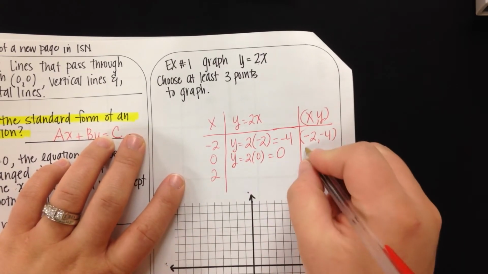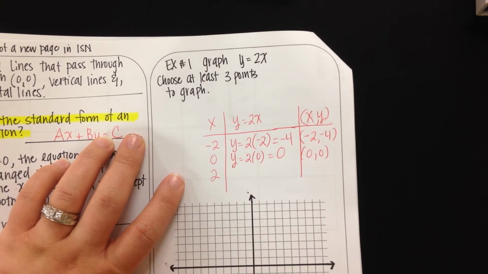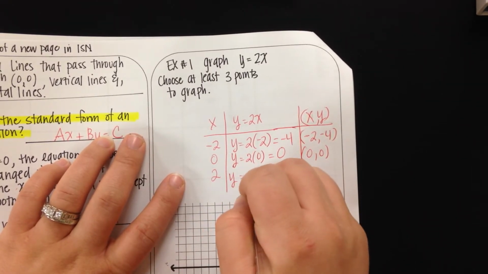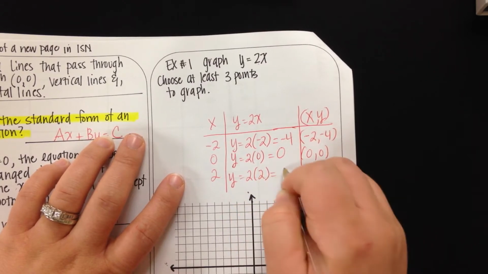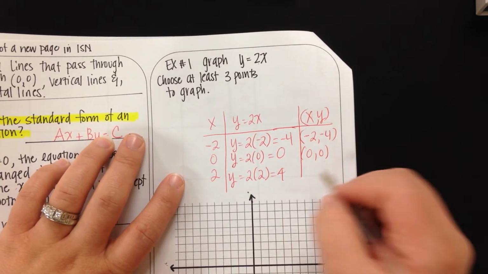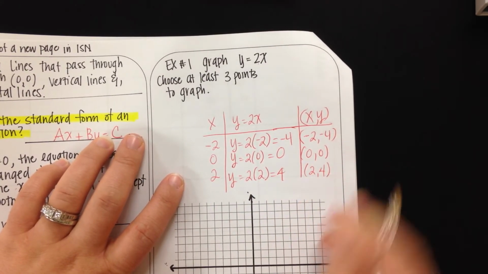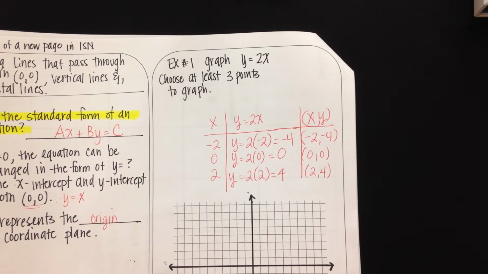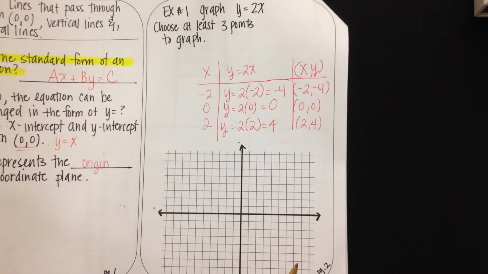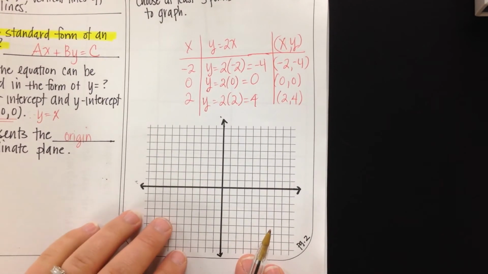There's our origin right there. And then y equals 2 times positive 2, which equals positive 4. Okay, now do you always have to pick the same positive and negative values? No, you don't. I just did it out of habit. So let's plot these 3 points.